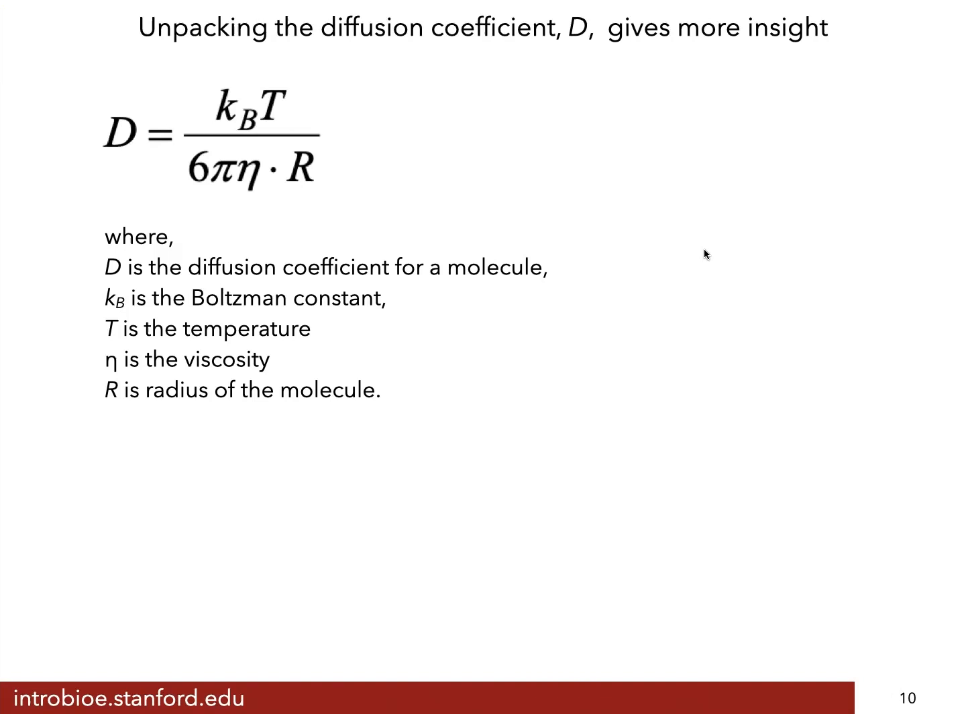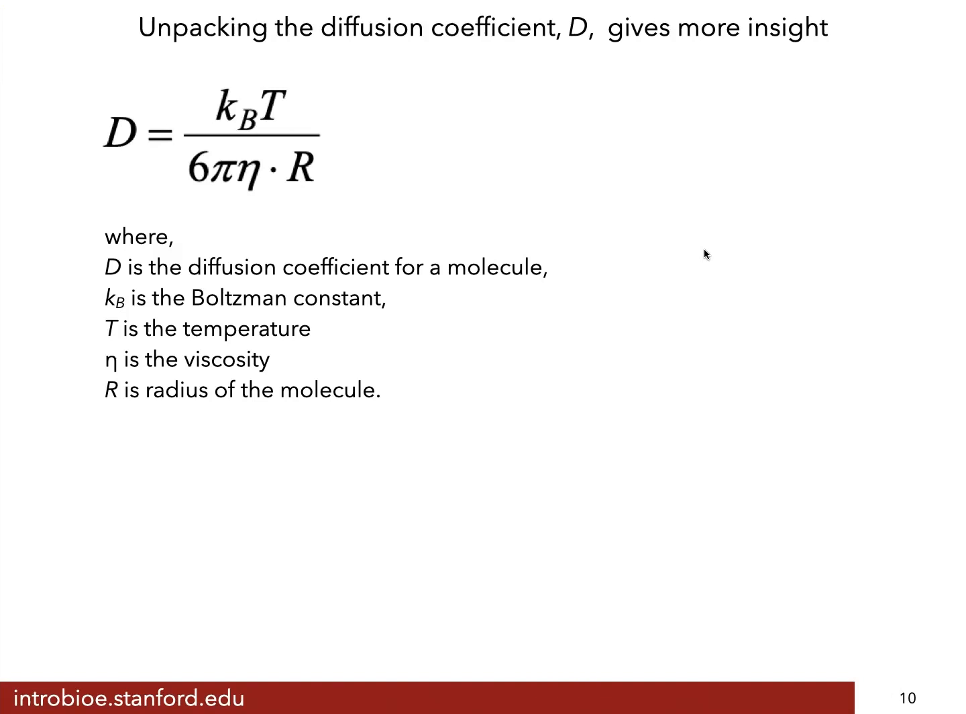In the denominator, we have 6. Okay, that's a number. We have pi, that's a constant, another number. Then we have eta. We have viscosity. Viscosity is like how thick the fluid is. Think of syrup for a pancake. It's like really thick. If we have a thick liquid, it's going to be harder for molecules to move around. So as viscosity goes up, the denominator increases, diffusivity is going to go down. That makes sense. That's viscosity.